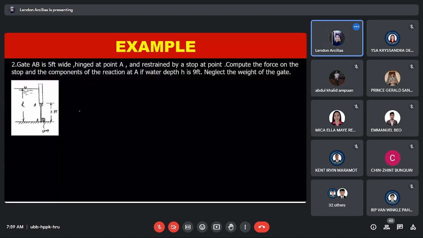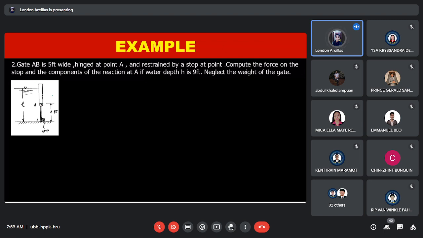Okay, ulit. Another problem. Gate AB, this is AB, is 5 feet wide. Hinge at point A. So, ang A na yan is naka-hinge. So, dalawang support yan. And restrained by a stop at point B. So, ito yung tinatawag na stoppage or the smooth support. Isa lang yung support niya dito. Sinusuportahan niya yung kina-counter niya yung hydrostatic force. Tatawagin nating B.